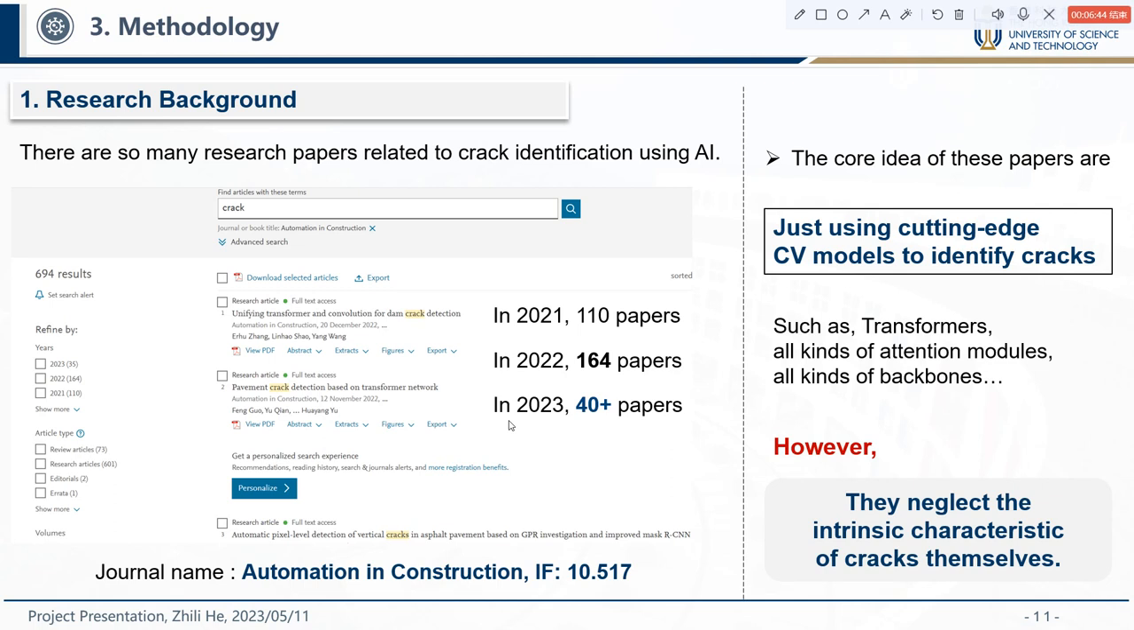So there were too many papers related to crack identification using AI, and by researching these papers, we know that the core idea of these papers is that they just use cutting-edge civil models to identify cracks, such as transformers, all kinds of attention modules, and all kinds of backbones. However, they neglect the intrinsic characteristics of cracks themselves. We all know that if we want to solve the problem truly, we must understand it. So, what is the intrinsic characteristic of cracks?